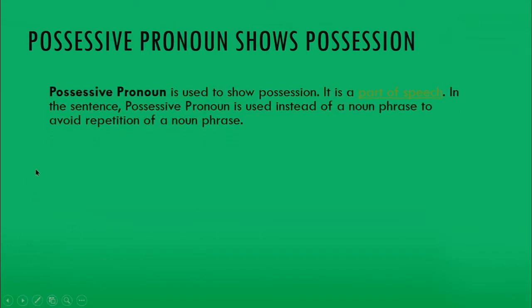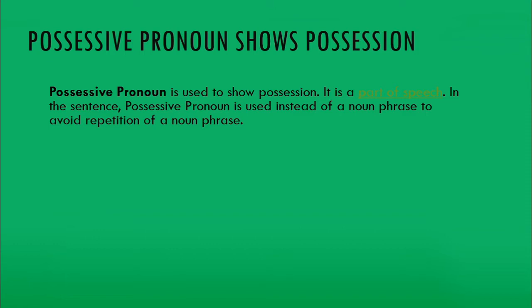Let's talk about possessive pronoun. A possessive pronoun shows possession. So what is a possessive pronoun? A possessive pronoun is used to show possession. It is a part of speech. In a sentence, a possessive pronoun is used instead of a noun phrase to avoid repetition of the noun phrase. So dear students, you can easily understand that we use a possessive pronoun instead of a noun phrase.